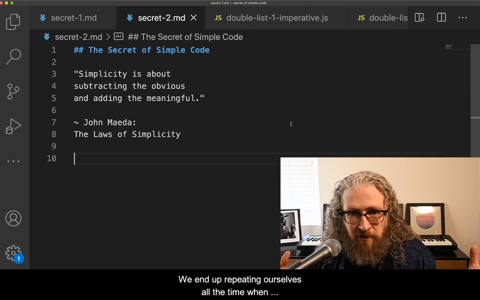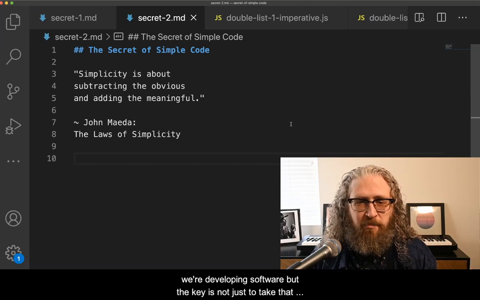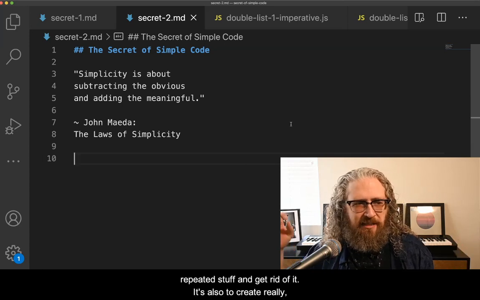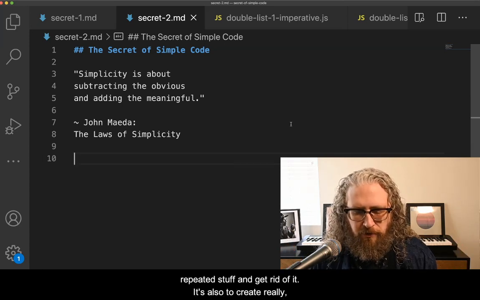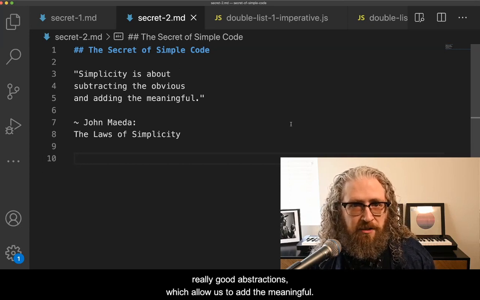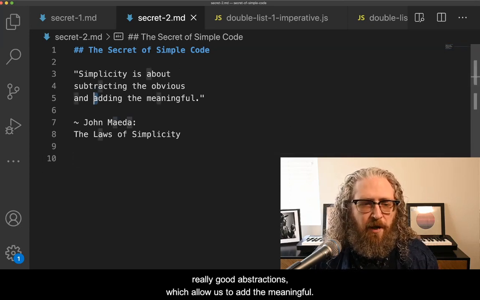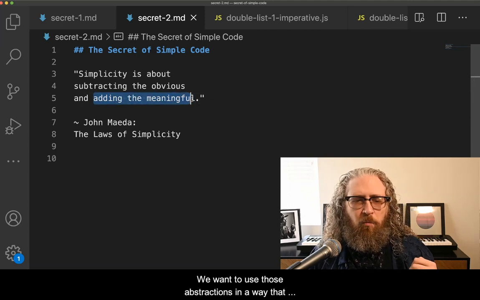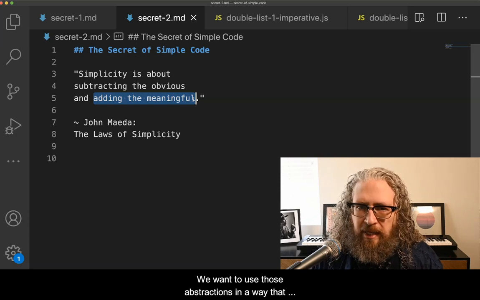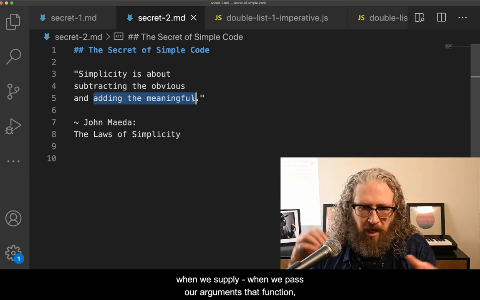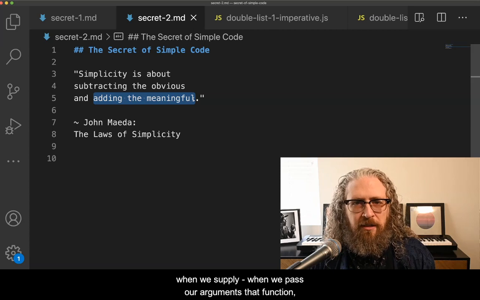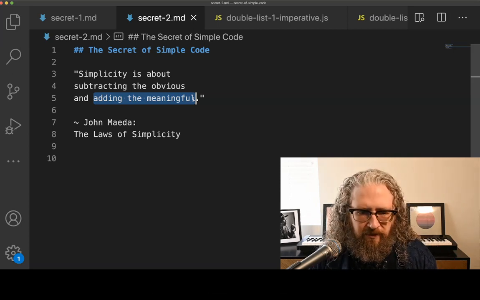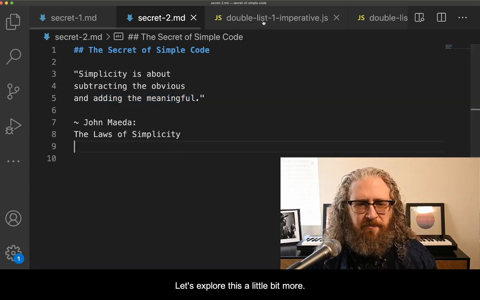We end up repeating ourselves all the time when we're developing software. But the key is not just to take that repeated stuff and get rid of it. It's also to create really, really good abstractions, which allow us to add the meaningful. Meaning, we want to use those abstractions in a way that when we pass our arguments to that function, we're passing just what needs to be different. Let's explore this a little bit more.